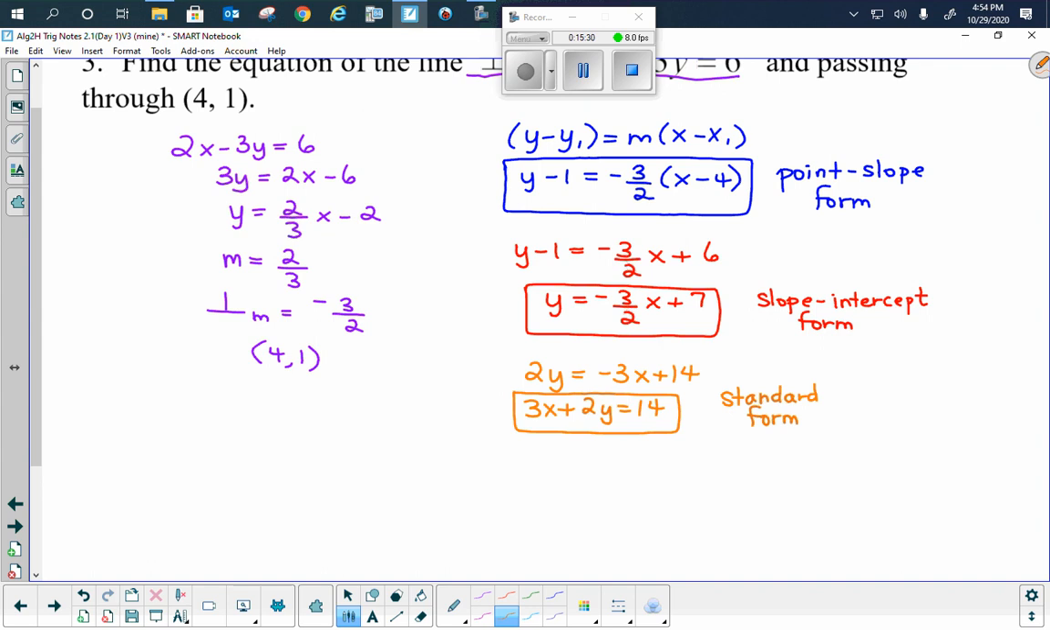And in homework, I will sometimes ask you for all three forms. If I say all three forms, that's what I'm asking for. Okay, all right, good luck.